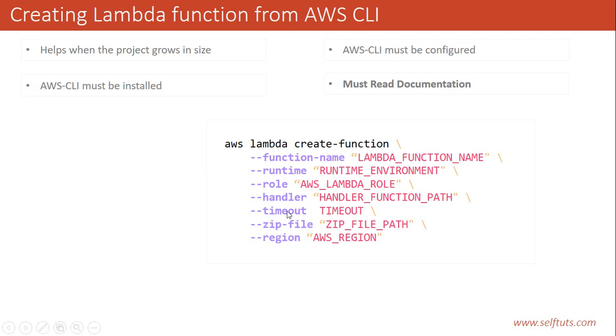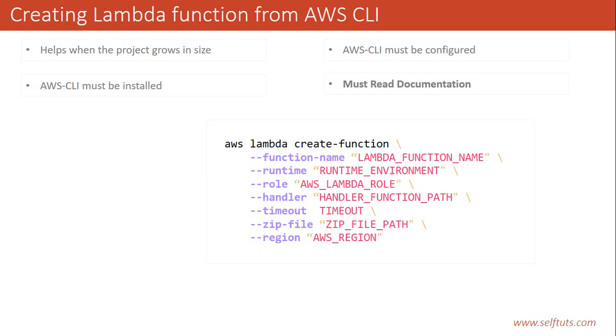And it's a very important factor because we are charged for this timeout, that is the time for which your Lambda function is running. The more time it is running, the more you will be charged. Then you need to provide the path of the zip file, where your Lambda function code is present, and then you need to provide the region of your AWS, the region where you want to upload the Lambda function. So these are the parameters that you need to provide and your Lambda function will be created.